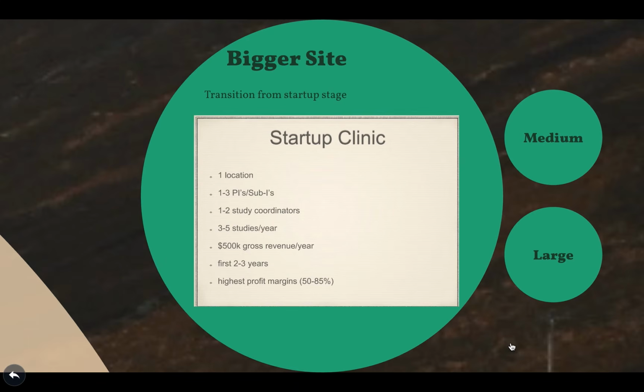Okay? So here's a startup clinic. One location, typically. 1 to 3 PIs or sub-Is. 1 to 2 coordinators. 3 to 5 studies per year.